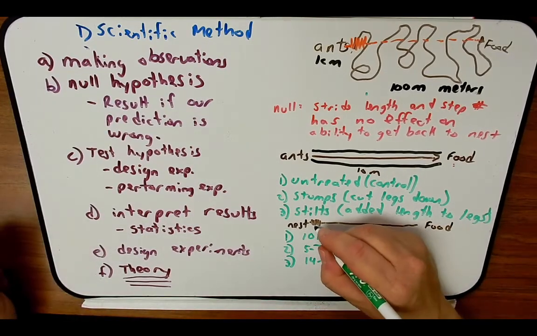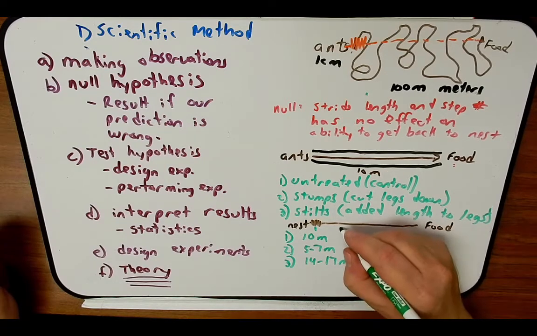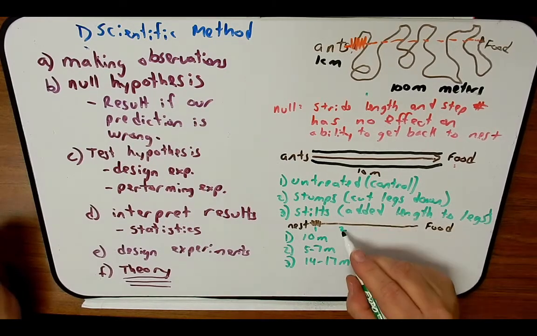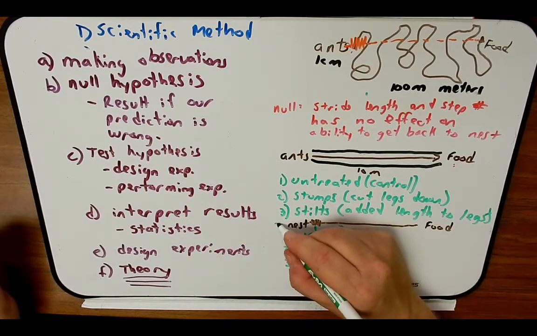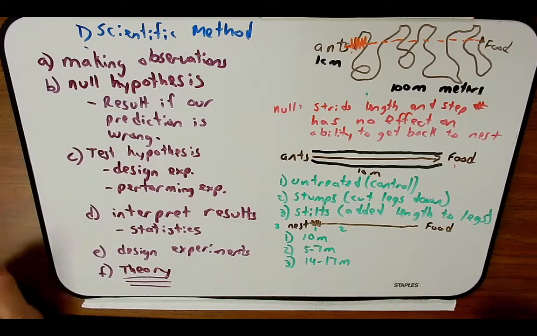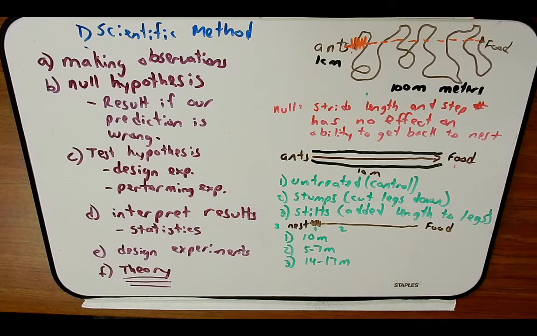So let me just make a number here. 1, that's when they searched. 2 here, and then our stilts would search way over here past their nest.